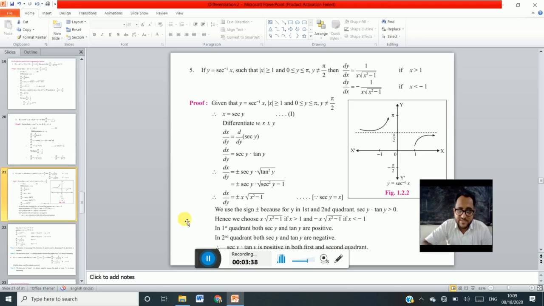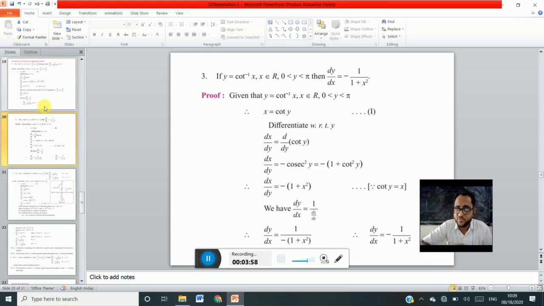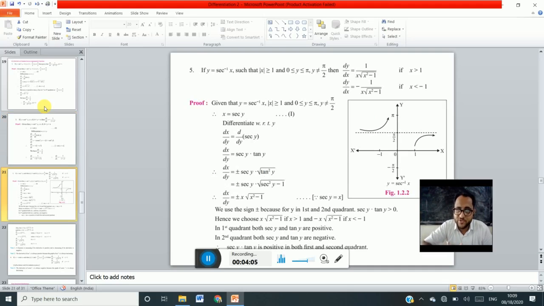So these are the results of the inverse trigonometric functions, right? We have to remember these. First of all, the derivative of sin inverse x is 1 upon root 1 minus x square. Then for cos inverse x, it is minus 1 upon root 1 minus x square. Then the derivative of cot inverse x is minus 1 upon 1 plus x square. The derivative of tan inverse x is 1 upon 1 plus x square. Then the derivative of sec inverse x is 1 upon x into root x square minus 1, and the derivative of cosec inverse x is minus 1 upon x into root x square minus 1.